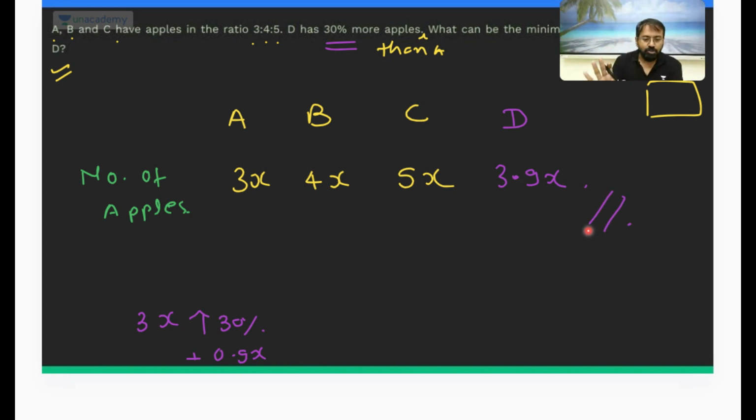See, it's a very simple situation. A, B, C have apples in the ratio 3:4:5. So I can assume that they have 3x, 4x, and 5x apples. That should be pretty clear, right? Now D has 30% more apples than A. So increase 3x by 30%. So you will get 3.9x. Is this clear? Everyone, please confirm yes if you have understood up till now, so that we can proceed further. Come on, fast.